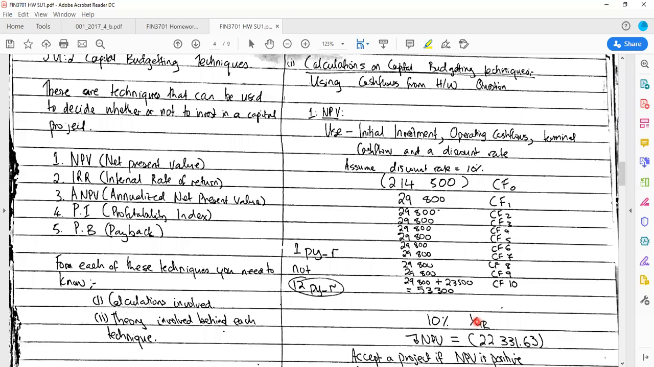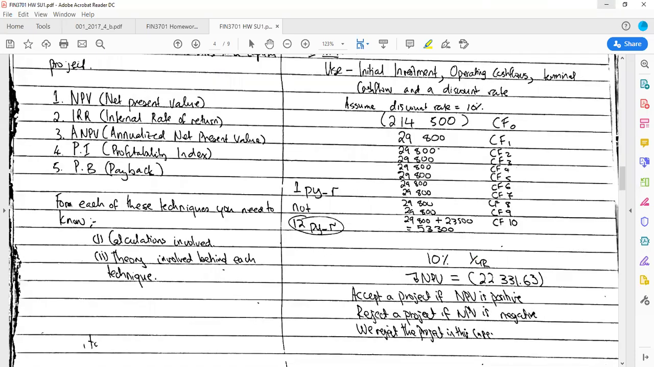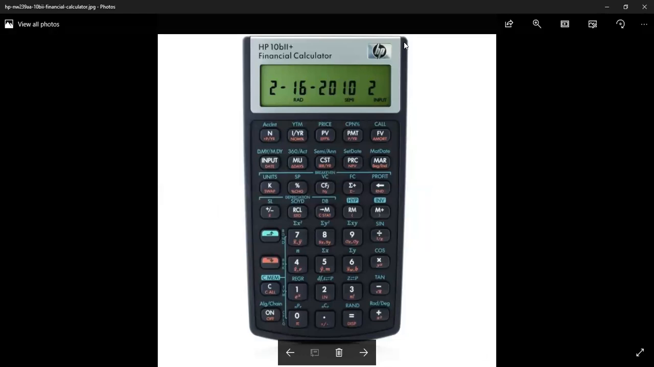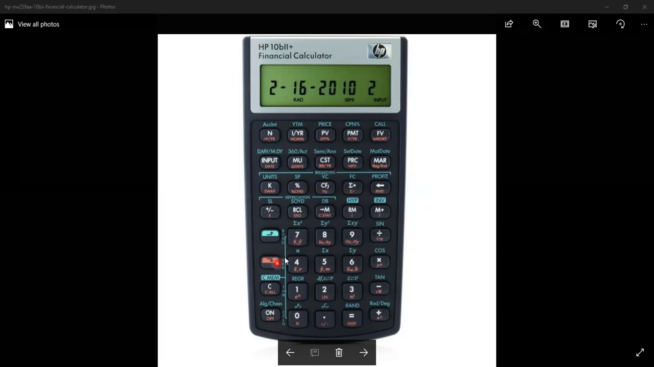So let me show you how you would approach this if you are using the two types of calculators that we have. Okay. So I'll first take you through this calculation, explaining how you would use this HP that's on the screen right now. So with this HP, let's say you want to calculate NPV. The first thing you need to do, you need to press the red shift button. Then you press the C button, red shift and C.